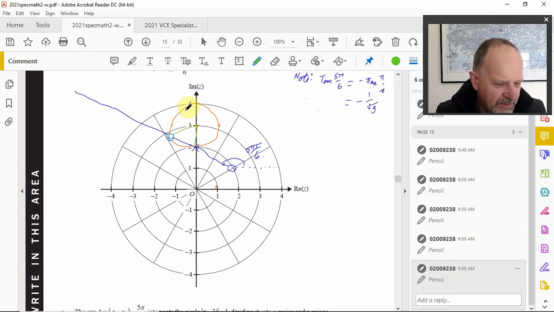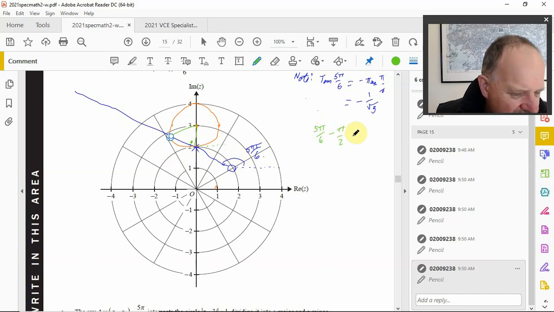All right, so what then do we need to do? Is, all right, 5 pi on 6 there. So what is this angle here? So this angle here, it's all the way around from there all the way around to there is 5 pi on 6. Take 5 pi on 6, take pi on 2, and when you figure that, that's pi on 3. So this angle here is pi on 3.